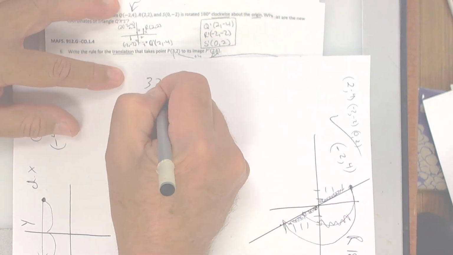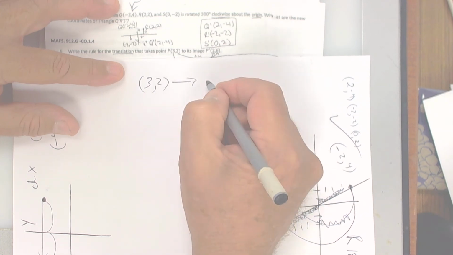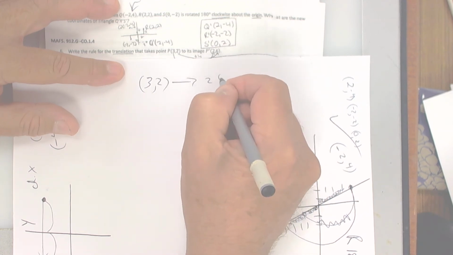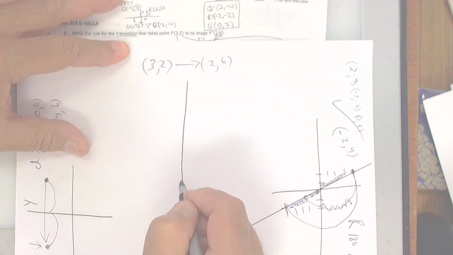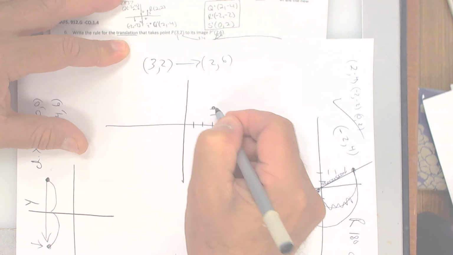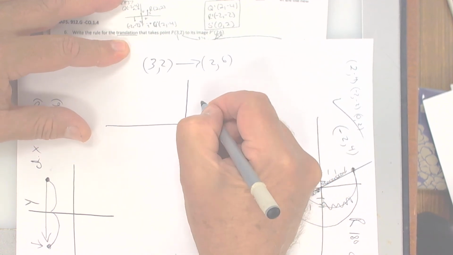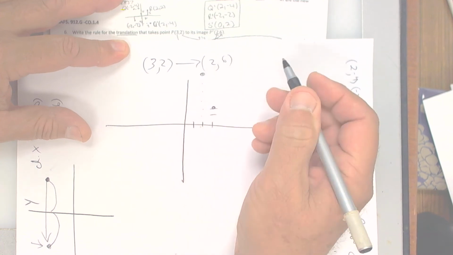Write the translation rule. Well, look here. You're going 3 and 2. This is the pre-image. And the new image, P prime, is 2 and 6. Let's take a look at this one. I like to graph it. So go over 3, 1, 2, 3, up 2. And it will help you if you graph it. Over 2, up 6. 1, 2, 3, 4, 5, 6. Okay, so it's up there.